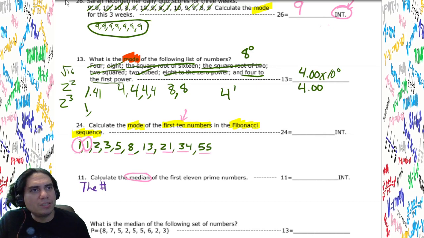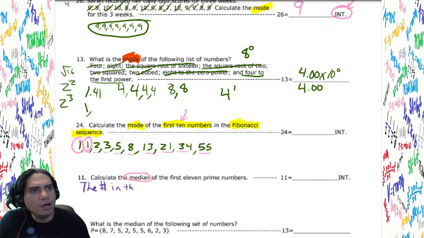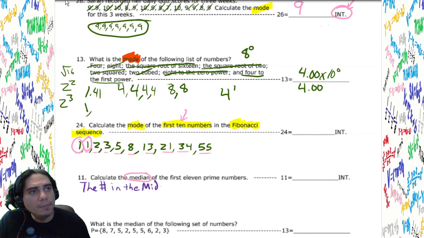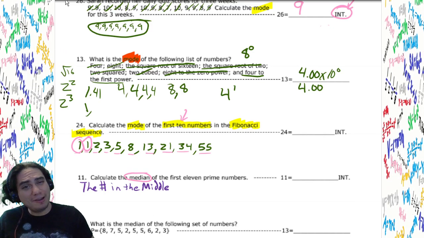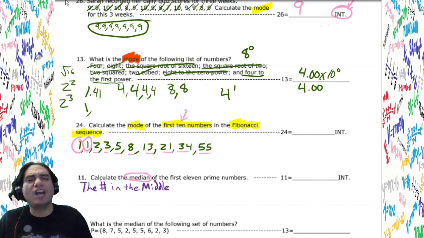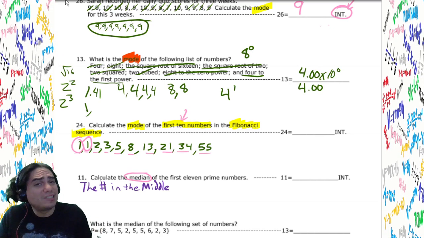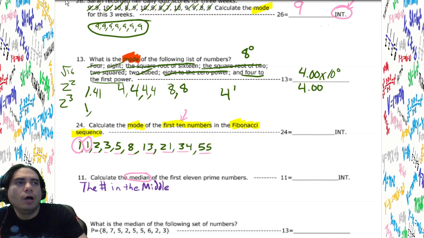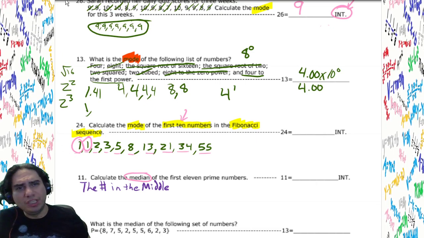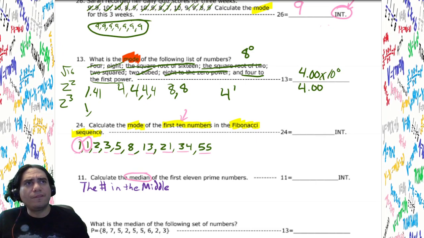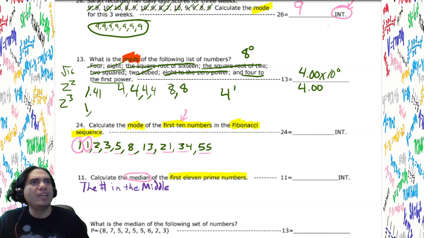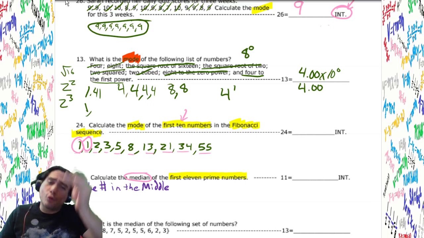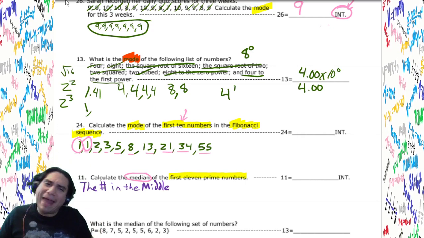Notice I'm putting that number symbol again in the middle. Median is synonymous. I'm using that good vocabulary right there. Synonymous meaning pretty much the same. It's like a synonym of the middle. All right? So what we've got to do here is find the first 11 prime numbers. We're going to have to figure out the first 11 prime numbers, and then figure out the number right in the middle, all right?